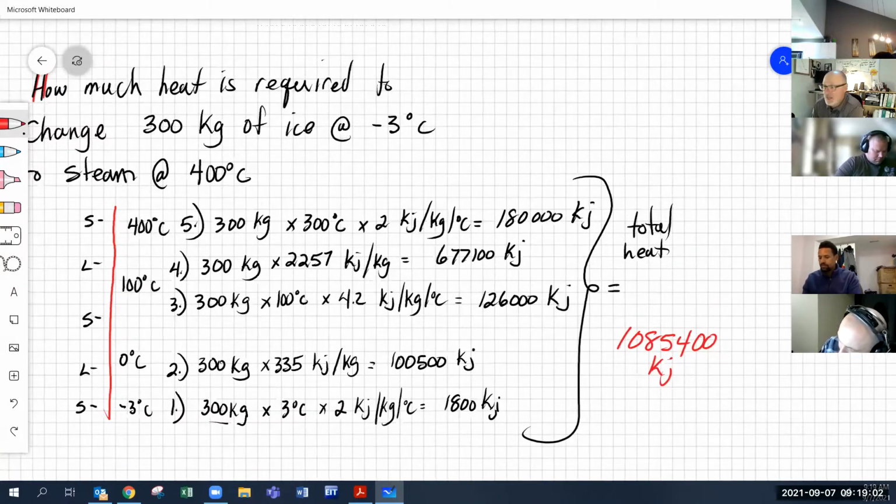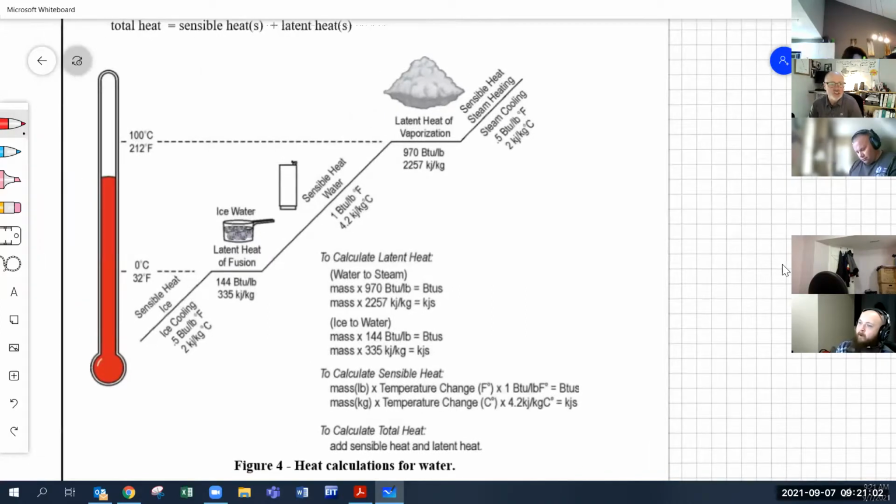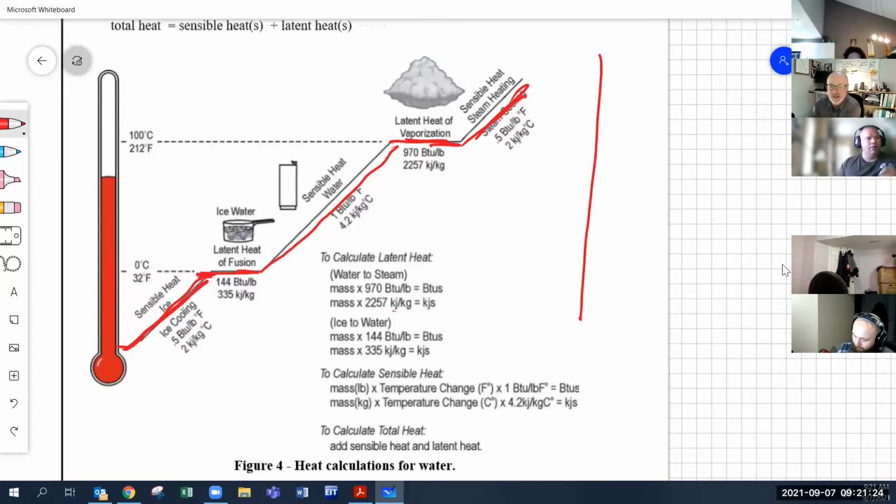Now, did you get the same answer as me? So in the book here, it shows sensible heat to get it from frozen to the freezing point, latent heat, and then sensible heat, and then latent heat, and then sensible heat. They just do it on a different scale, but I did it just with a straight up scale, numbering them as we go. So it's very much the same as this, only slightly different.